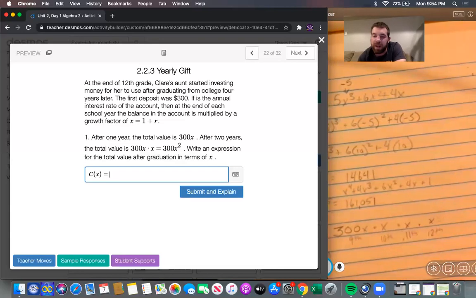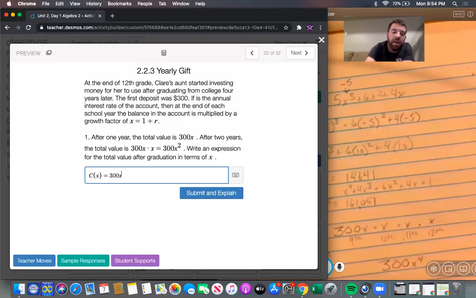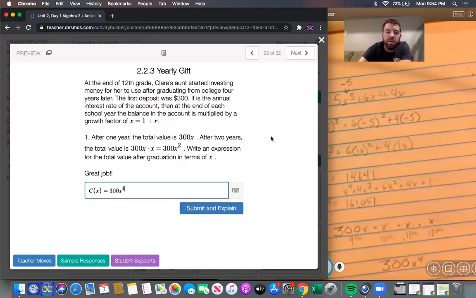So when we multiply that out, it is just 300x to the 4th. Okay, 300x to the 4th, because again, it's multiplying on that, and you've got 4 term years.